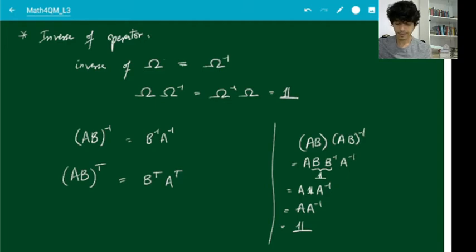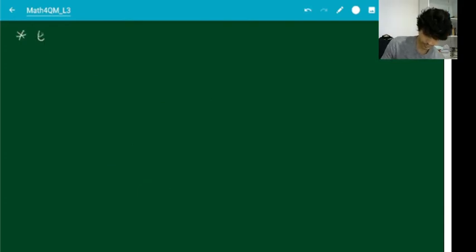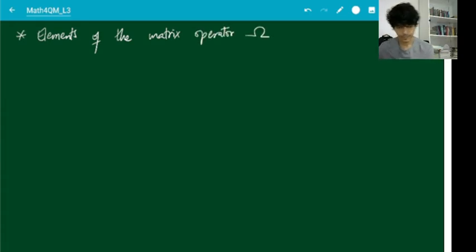The next question I want to ask is, we write these operators as matrices. What are the elements of the matrix? What is the 1 1 element, 1 2 element, 1 3 element, and so on? The elements of the matrix operator omega. We had checked when we were talking about vectors, to find the components of a vector, I took the dot product of the vector with the corresponding basis vector. Something similar is going to happen over here.